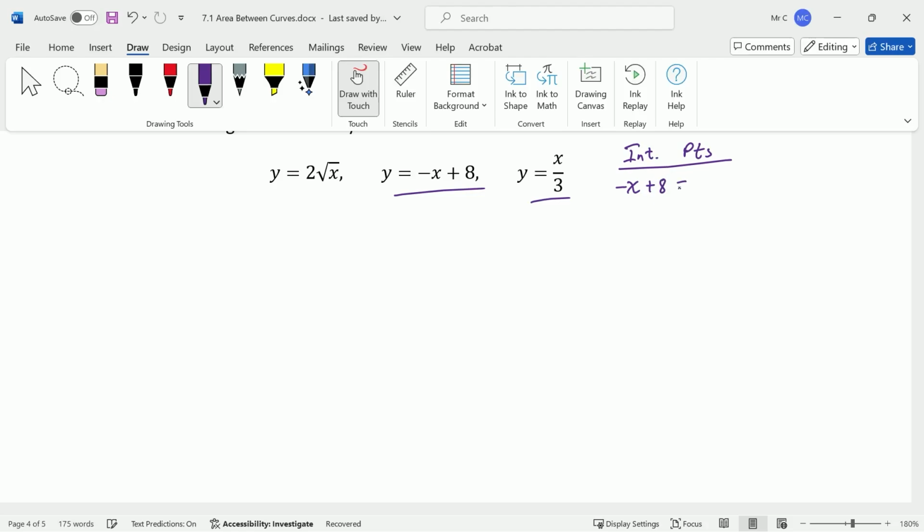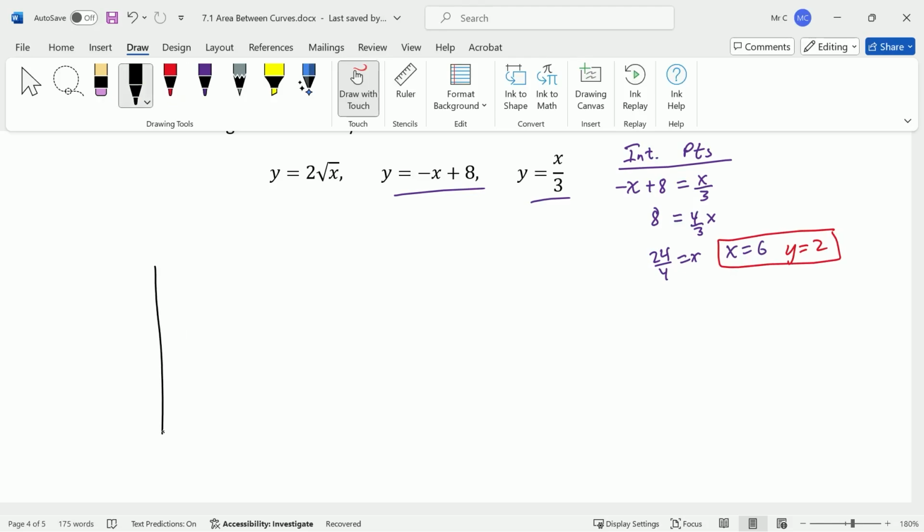-x plus 8 equals x over 3. So I add the x across, I get 4/3 x equals 8. Well, it's going to be easier to just solve it by dividing. So multiply by 3, divide by 4. That's 24 over 4 equals x. And that's going to be x is 6. And if x is 6, let's plug that into the second one. y equals 6 over 3. So y equals 2. That's my first intersection point between the 2 lines.